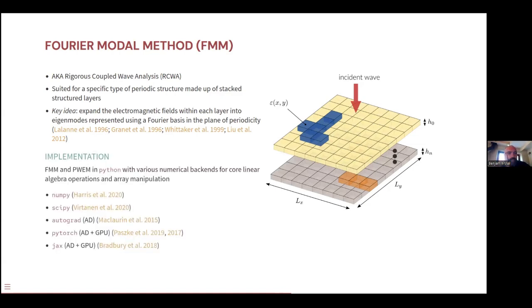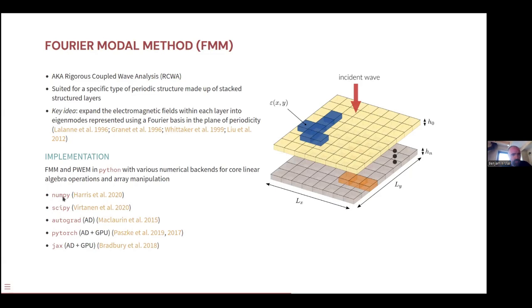And this has been implemented in Python again. For the core linear algebra and array manipulations within the code, you can choose between different numerical backends. So NumPy, which is the de facto library for linear algebra and array manipulations in Python, and SciPy, which has more algorithms than NumPy, in particular for more particular cases, let's say Hermitian eigenproblems or generalized eigenproblems.